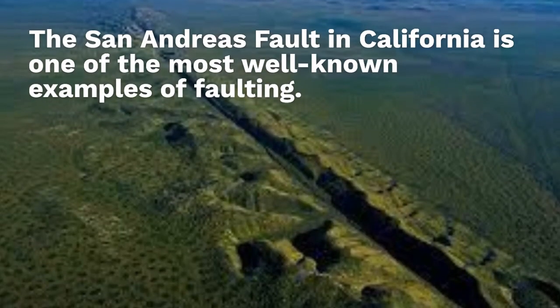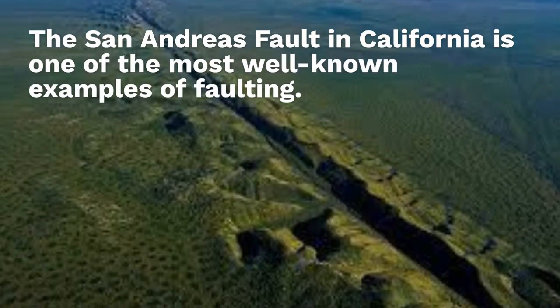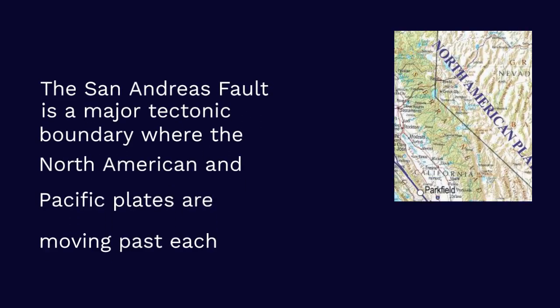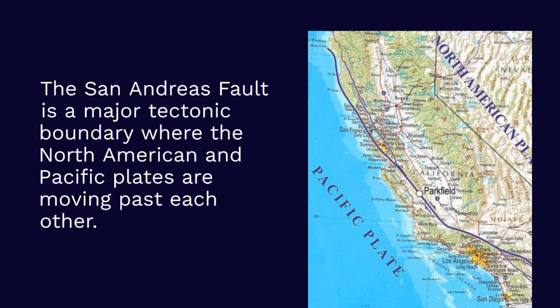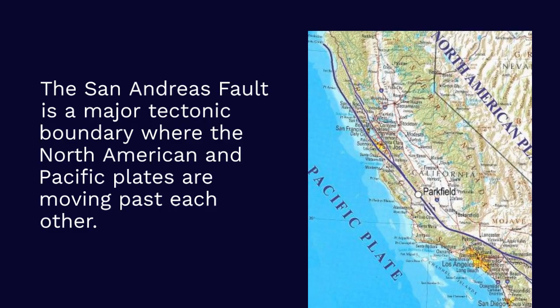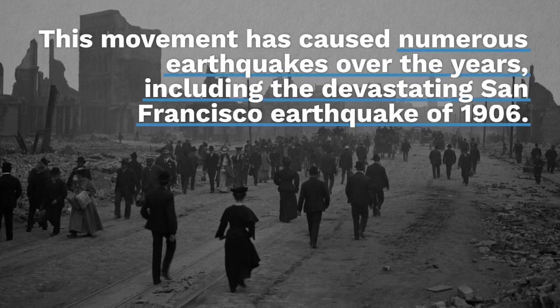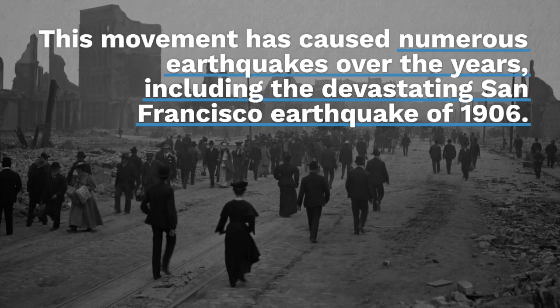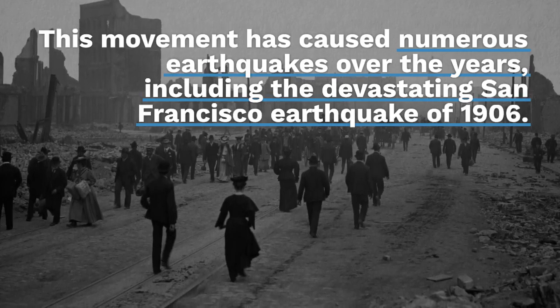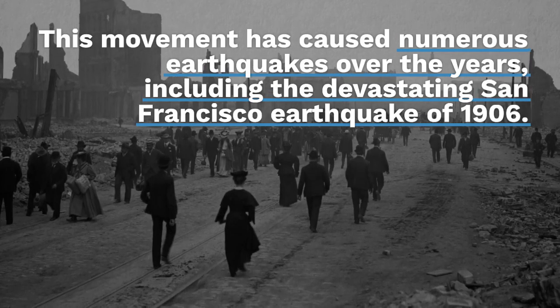The San Andreas Fault in California is one of the most well-known examples of faulting. The San Andreas Fault is a major tectonic boundary where the North American and Pacific plates are moving past each other. This movement has caused numerous earthquakes over the years, including the devastating San Francisco earthquake of 1906.